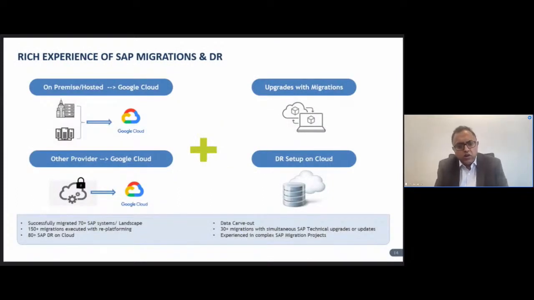It might be known to all of you, but I just want to check that it can be on-premise hosted to Google Cloud, it can be another provider to Google Cloud, it can be upgrades that will happen along with the DR setup that needs to be done. This end-to-end game, the end-to-end skill set, the end-to-end resources, the end-to-end certification, the end-to-end experiences which we are trying to say in the below box is available today with us.